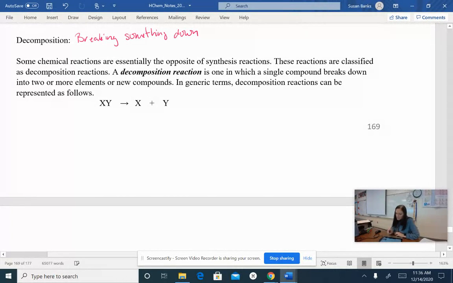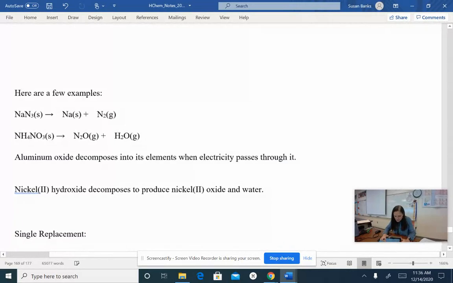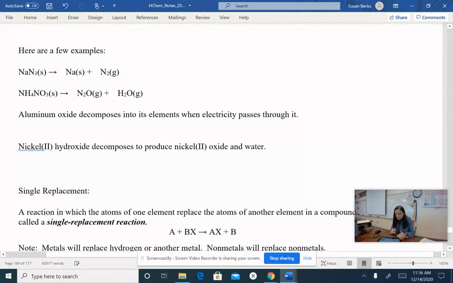A decomposition reaction is one in which a single compound breaks down into two or more elements or new, simpler compounds. In generic terms, decomposition reactions can be represented as XY breaking down to X and Y. Okay, so here are a few examples. If I take sodium nitride, it will break down into sodium and nitrogen gas. Okay, remember, nitrogen is diatomic. That's why it's N2. It's one of our diatomic gases.